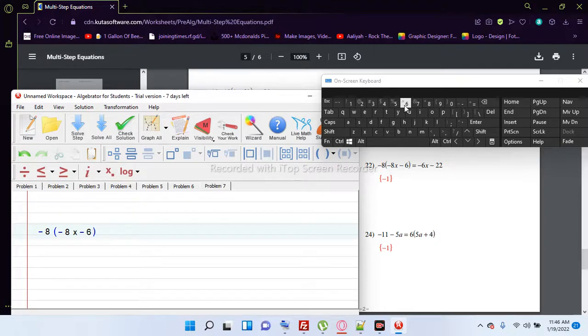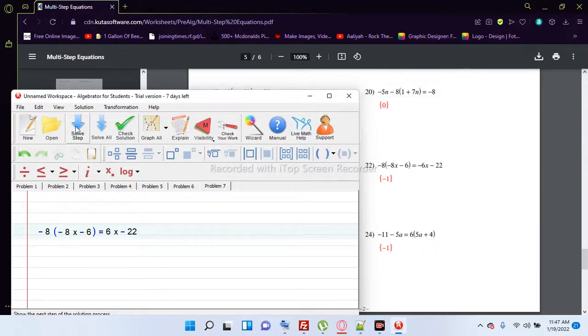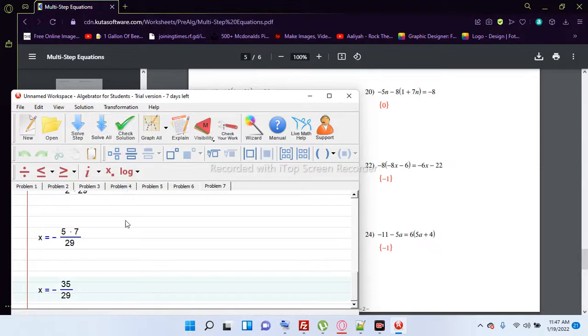Okay. Now you want to go outside the parentheses right here, so you're going to click it. Then you want to press the equal sign. Equals 6x. Okay. Minus 22. Looks the same as it looks on the page, right? Okay, we're all set. Now, solve all.